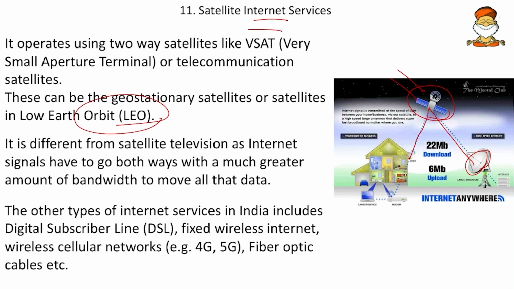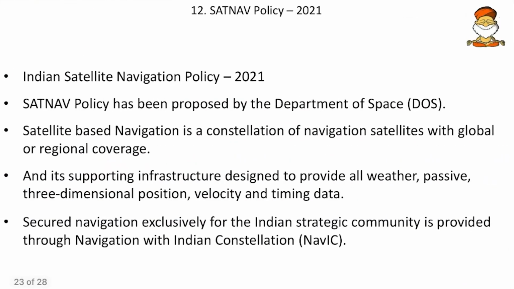And then, apart from satellite internet services, we have other internet services: the digital subscriber line, which is a wired internet; the fixed wireless internet, that is Wi-Fi; and 4G and 5G, the cellular network internet services. So remember these 4 types of internet services, and also remember the VSAT antennas and the satellites being launched.